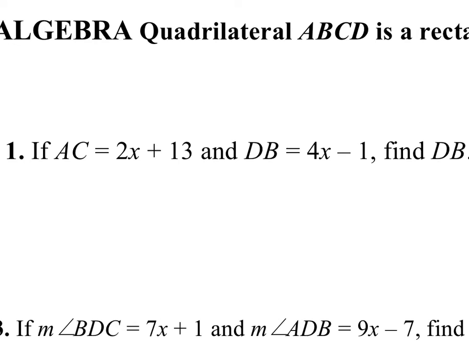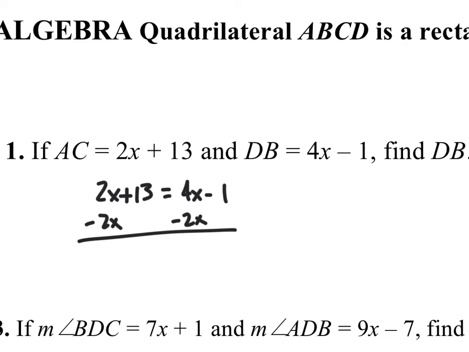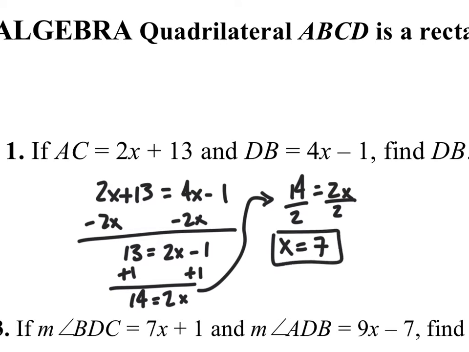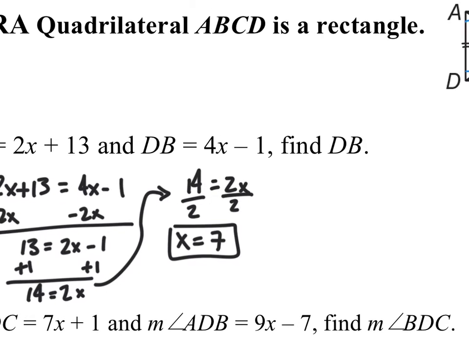So I'm going to set up an equation and set 2x plus 13 equal to 4x minus 1. I'm going to subtract 2x from both sides, and that gives me 13 is equal to 2x minus 1. I'm going to add 1 to both sides, so that gives us 14 is equal to 2x. I'm going to divide by 2 and divide by 2, so then we know that x is equal to 7. Once we found x, we just need to find what DB is.